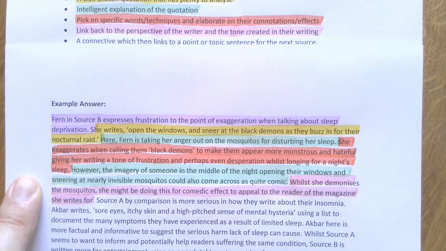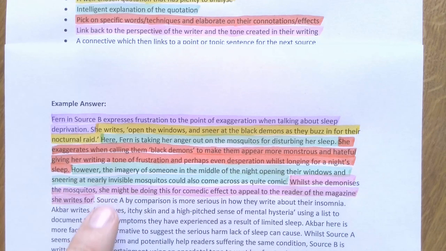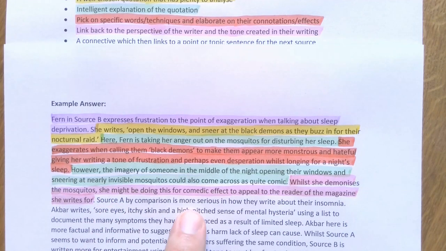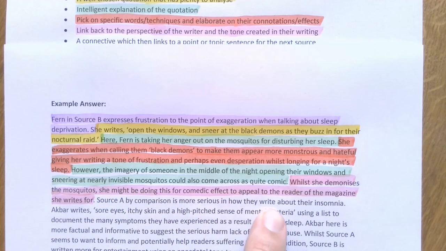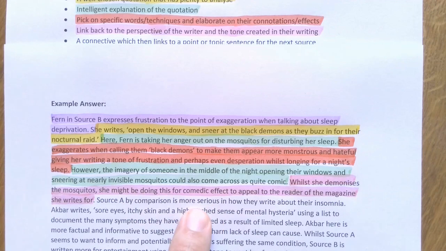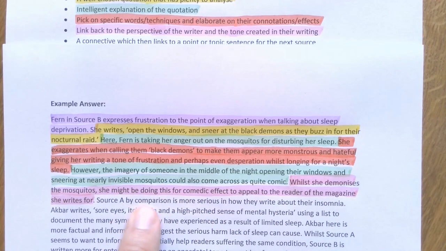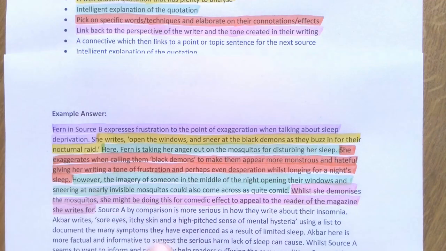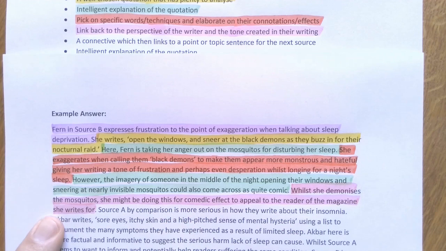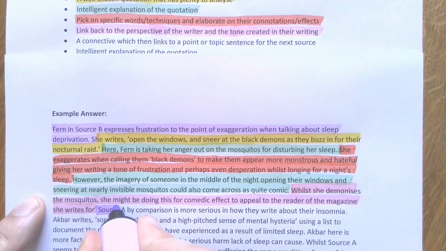We then move on then to source A. So I've started with source B, source A now. Source A, by comparison, is more serious in how they write about their insomnia. So this is the tone, it's more serious, okay? So by comparison, there is my connective. So you can see this one here, connective, and then at the same time, my next point. So I'm going to go back to the purple colour because that is certainly a point.